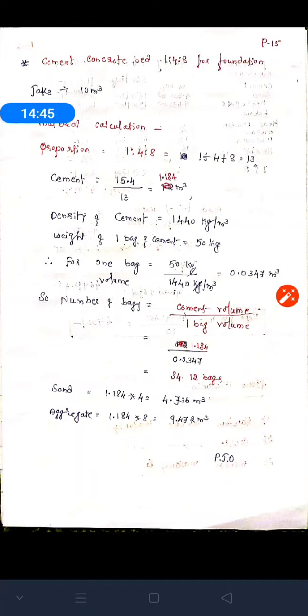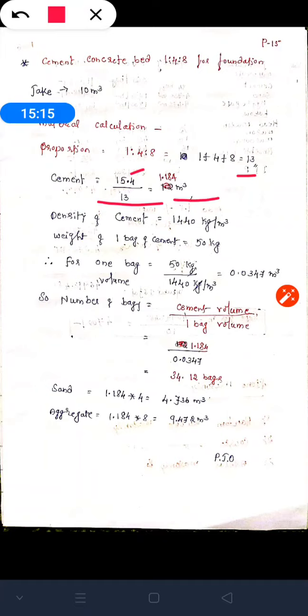First we take the proportions. He has mentioned the proportion 1:4:8. After adding all these values, 1 plus 4 plus 8 equals 13. This proportion value is 13 here. Then for cement, first I calculate the number of bags required. Cement equals the dry volume divided by the proportion. Remember, 15.4 is the dry volume divided by the proportion. Then we got the volume equals 1.184 meter cube.